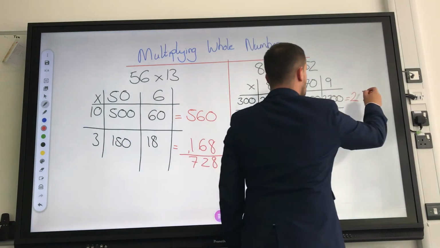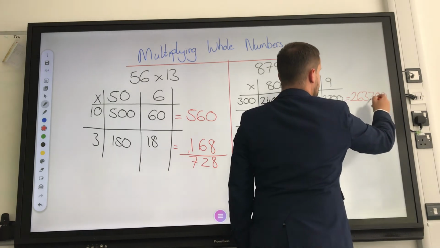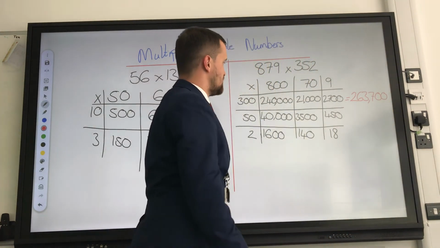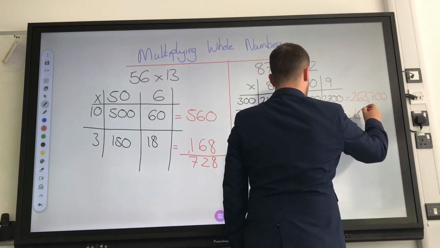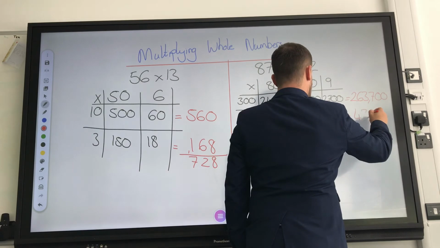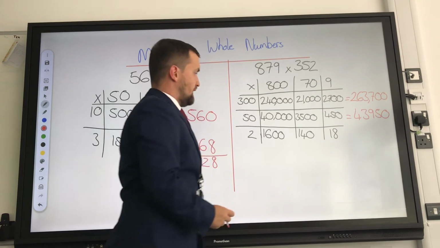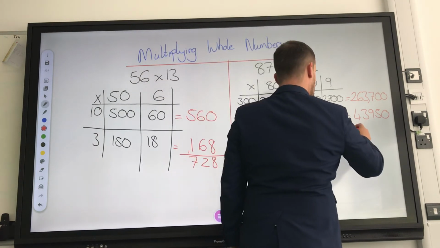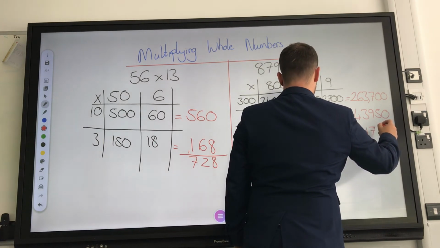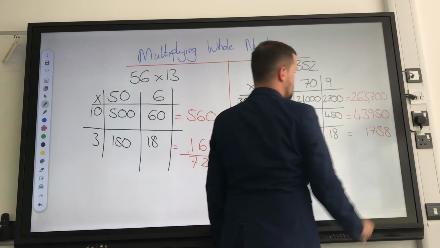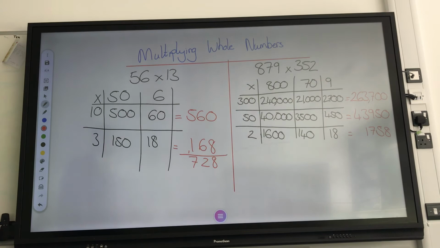So we get 263,700 for the top row. We get 43,950 for the second row. And then we get 1,758. Okay, now I've made a slight mistake there. Well, not a mistake, just the way I've set it out isn't quite correct.